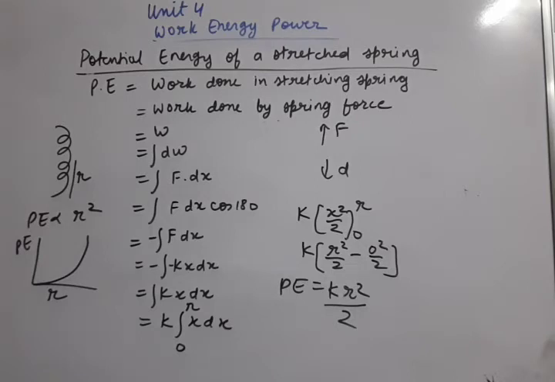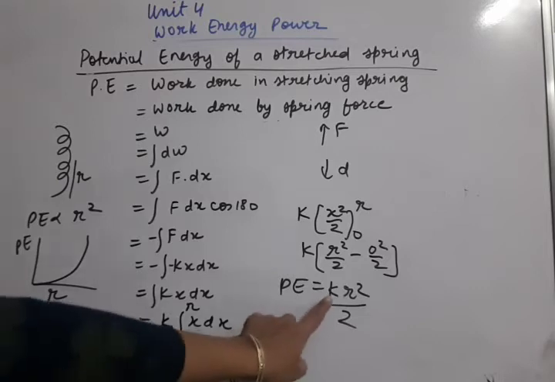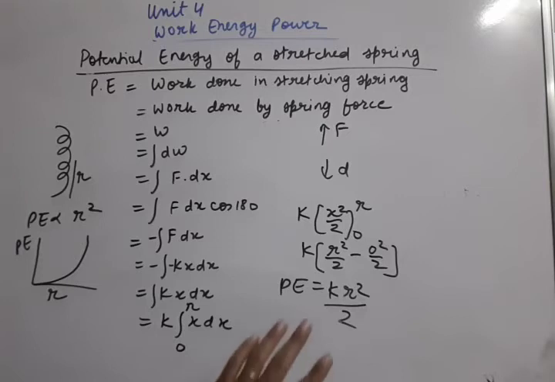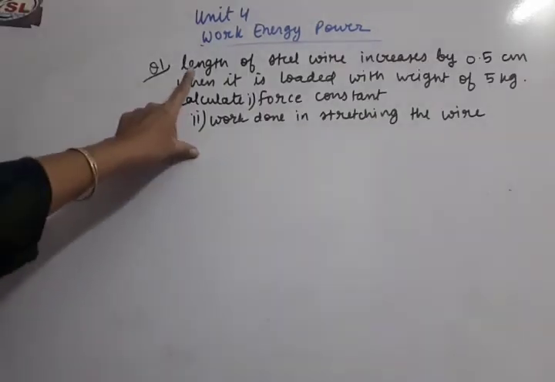So we have discussed the potential energy of a stretched spring. Formula can be kR square by 2 also or kx square by 2 also. We can use any parameter, x or R. Okay. Note down this derivation. Now let us see a numerical based on this potential energy.